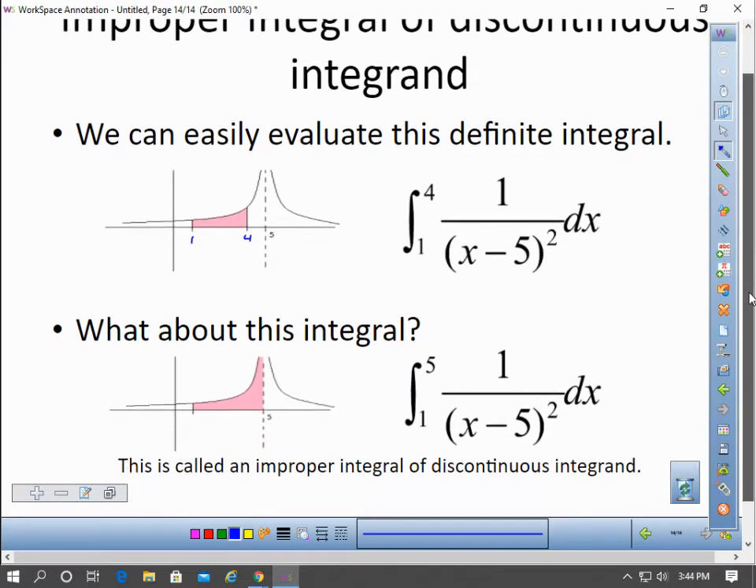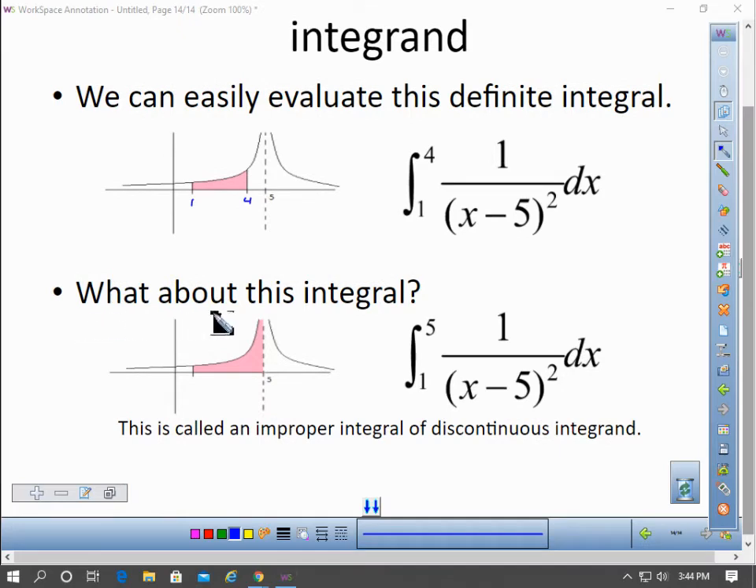All right, but what if we try to find the area from 1 to 5? What if we want the area under this curve going from 1 all the way over to 5, where this vertical asymptote is? This never touches the vertical asymptote. So what's the issue there? What's going to happen there? How can we find the area under the curve if the curve never touches this vertical asymptote? And you never had that problem before in any other problem I gave you last year.